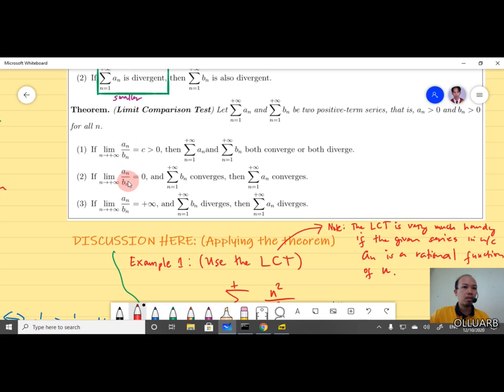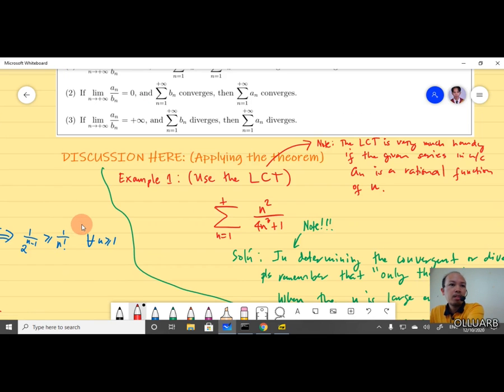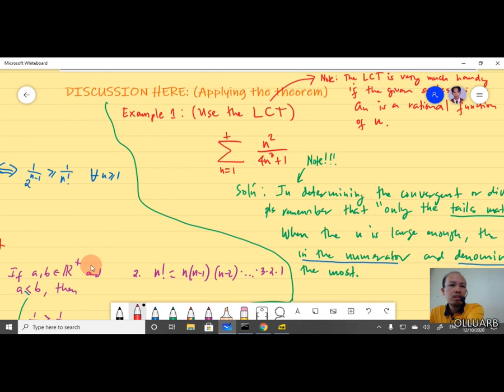Let me recall theorem 2: if the limit is 0 and the series that you compare, b sub n, is convergent, then the original series is convergent. If the limit is positive infinity and the series that you compare, which is b sub n, is divergent, then the original series is divergent. So for our example, we have theorem 1.